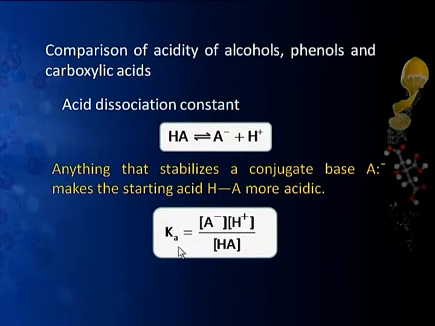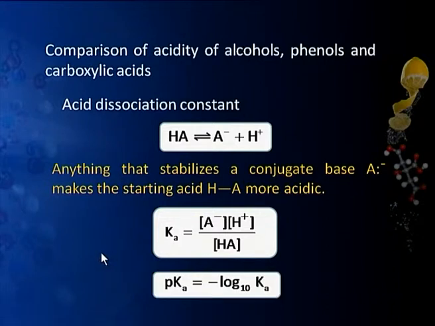But generally it becomes difficult to compare using the Ka values, because the Ka values are always with certain powers of 10, like 10 raised to the power minus 5 or 10 raised to the minus 10, because these organic acids are not very strong acids. So, we generally use another term for this, that is pKa. pKa is minus log of Ka values.